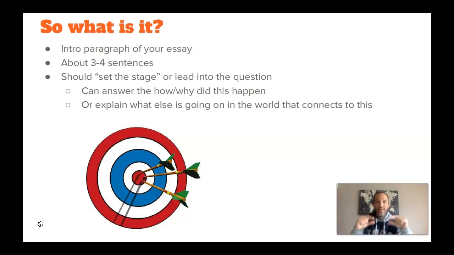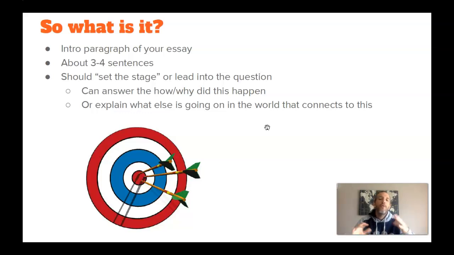So you've got your question, and then you say, how did we get here? Or why did we get here? What brought us to this snapshot question? Or you can explain what else is going on in the world that connects to this. I personally think the first one is easier for students to wrap their head around because it's really cause and effect type stuff. But this works as well: a big picture of what's going on in the world at the time, and then if you zoom into certain regions, how is that specifically impacted within your question.